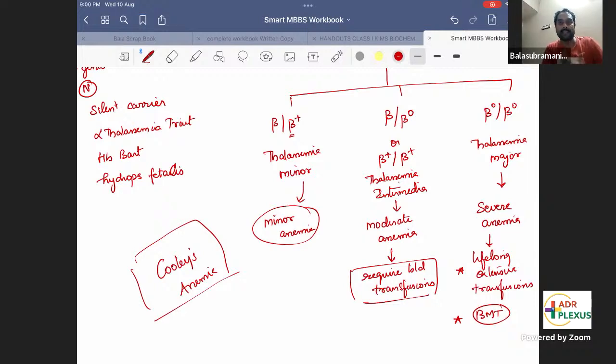That's because of the bone lesions, because of the decreased production of globin chains. The time is spot on. I have finished at 9 p.m. So with this, the class is over, and I think Arun sir can take on from here. Thank you, sir.